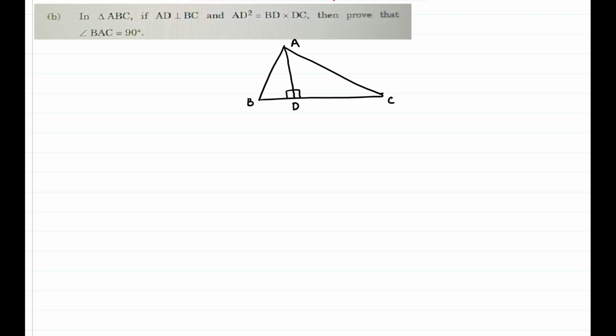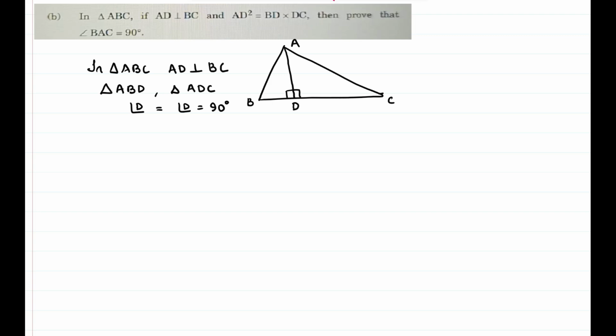Now, in triangle ABC, AD is perpendicular to BC. Since we dropped the perpendicular, the triangle has become two triangles. One is ABD, and the other one is triangle ADC. Also, angle D is equal to angle D, which is equal to 90 degrees.